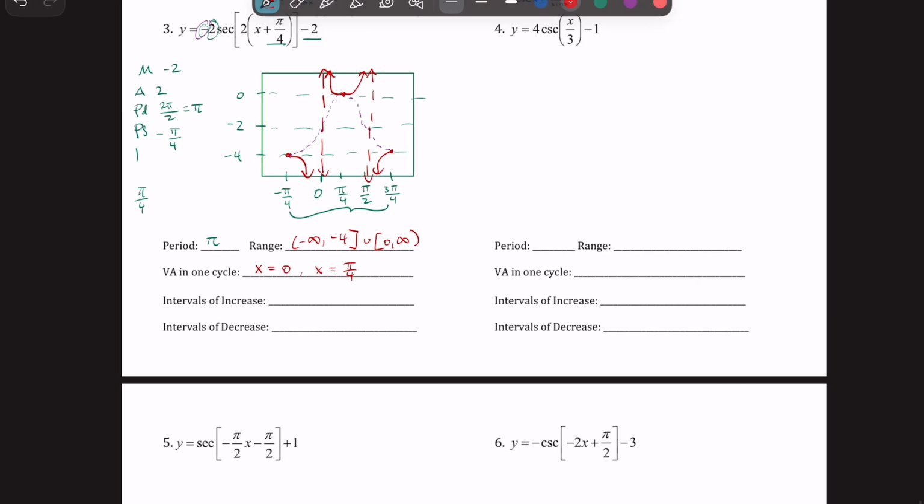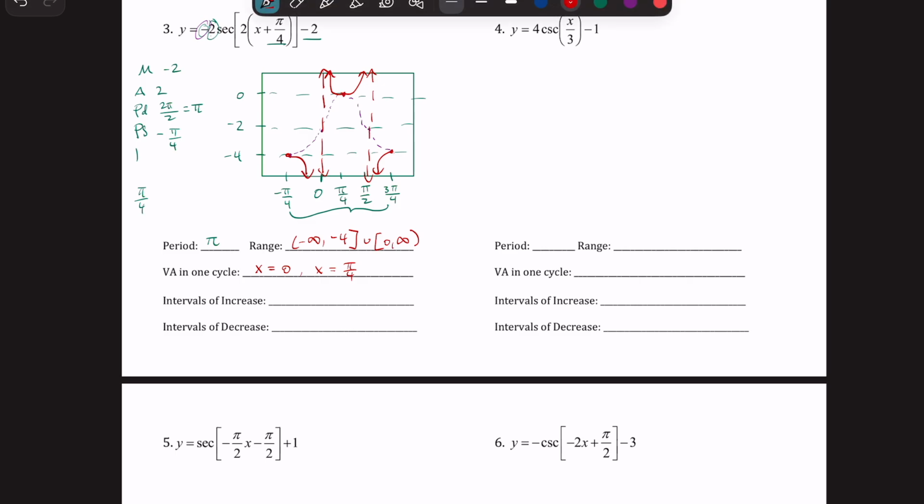All right, intervals of decreasing. Well, if I look right here, that's decreasing there and decreasing here. So essentially, I'm going to be decreasing from -pi/4 to 0, and then from 0 to pi/4, and then from pi/4 to pi/2, and from pi/2 to 3 pi/4, these two will be the increasing.